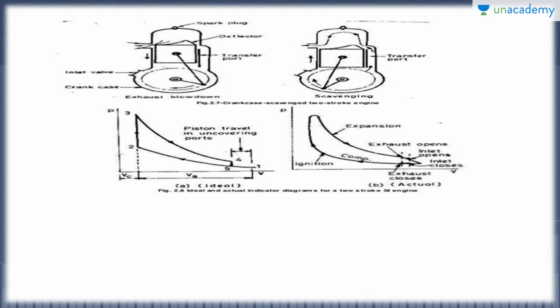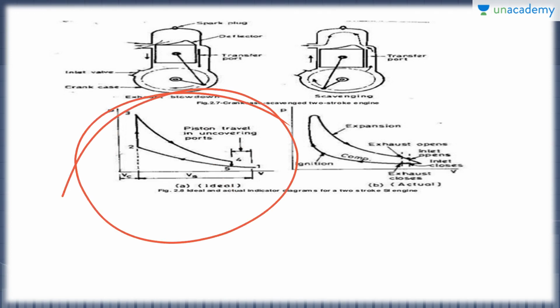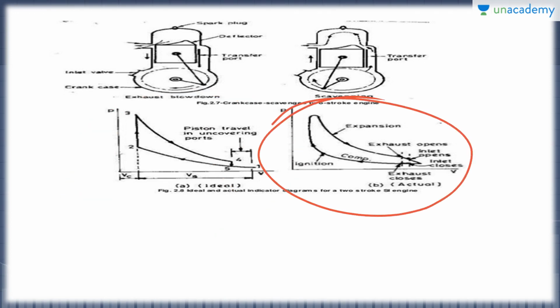So you can see here, this is the exhaust blow down and this is scavenging. You can see this 1 to 2, it shows the first thing which is happening, the compression. Then the downward push and all these things. This is the ideal PV diagram. This is the actual PV diagram.